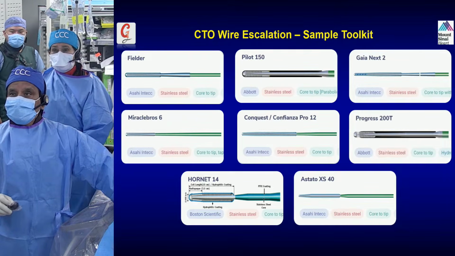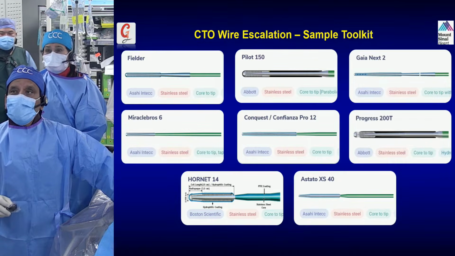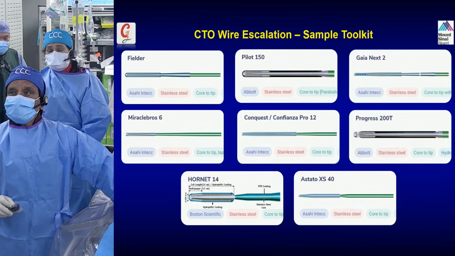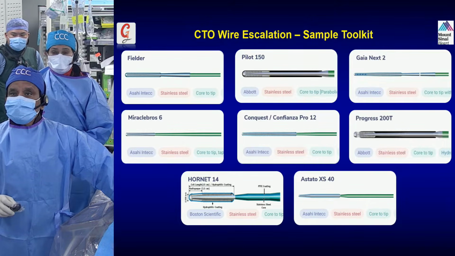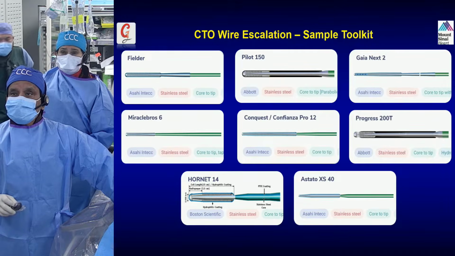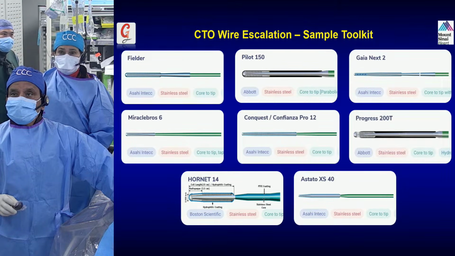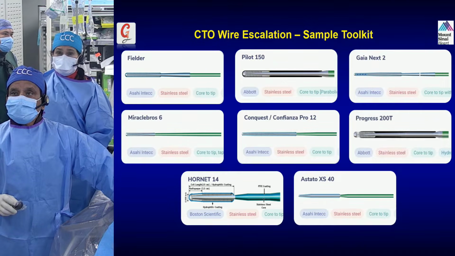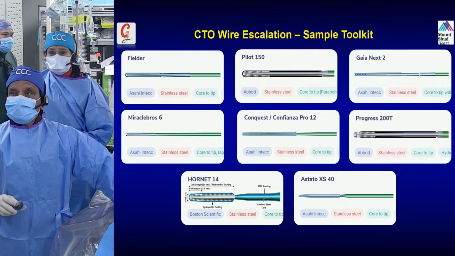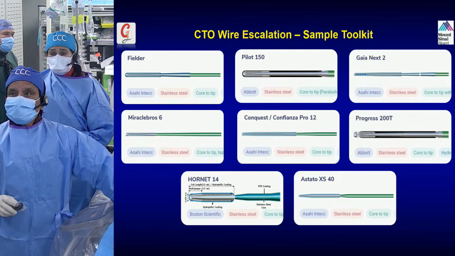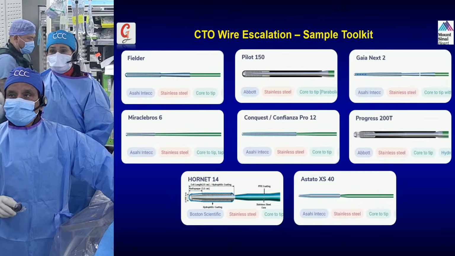Many people, I'm told, still like to use Pilot, or they would go for Gaia, the next step. And of course, you have seen me using Miracle Pro, which is old school. If you see, it's not tapered. It's not a hydrophilic but a hydrophobic tip. There are good and bad things about each, because when you have a hydrophobic tip, your tactile sensation is very good. But since it's an older generation wire, your one-to-one torqueability is not there.